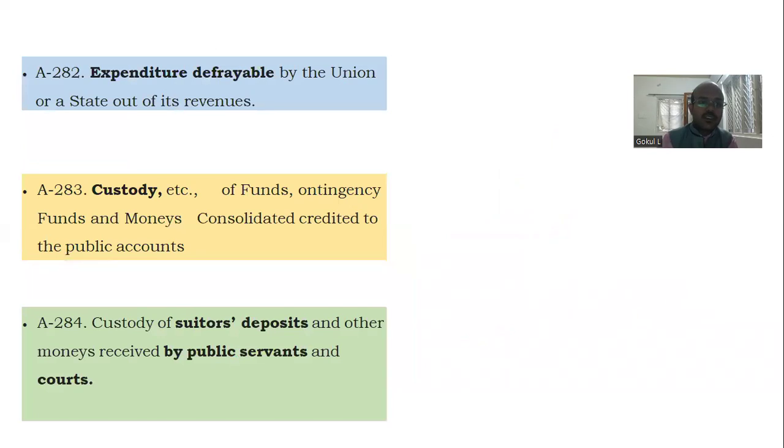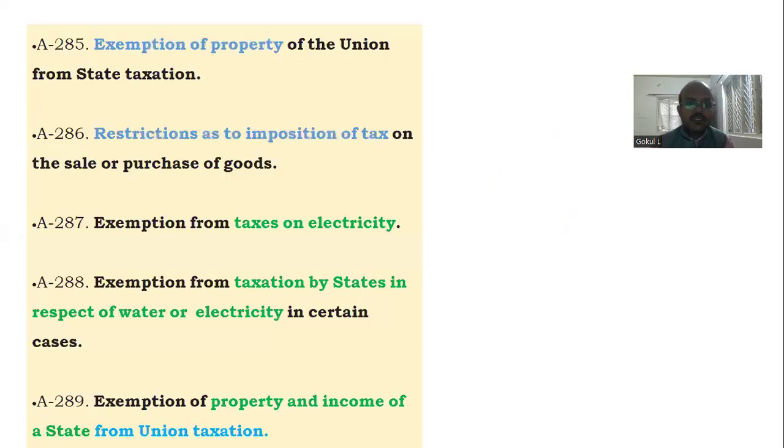Next, these are general provisions, not that important. You can just pause and glance at it. Next, this is also quite important, but just read it once. 285, exemption of property of union from state taxation. State is not entitled to tax union property. Next, restriction as to imposition of tax on sale or purchase of goods. Next, exemption from taxes on electricity.